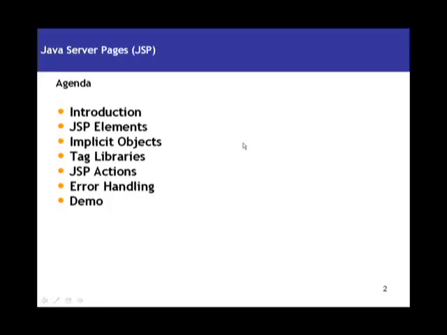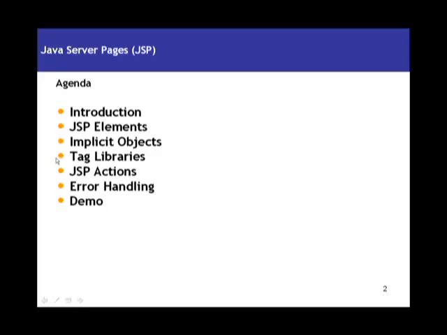We'll start off with some introduction where we'll see what a JSP is and where it comes into the picture of the whole MVC architecture and some of the building blocks of JSPs. Then moving forward, we'll see what the different JSP elements are and how you use them and what their uses are. Then implicit objects, what are the different implicit objects we have in JSPs and what is the scope of those objects and what they are used for.